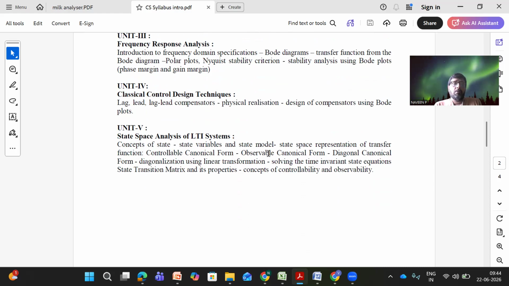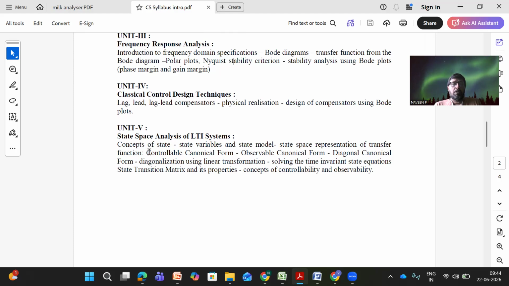Next, coming to unit 5, we have state space analysis of LTI systems. The concept of state and state variable, what is a state variable, and the state model. In state space representation, we have two equations: one is the state equation, the other is the output equation. We need to derive those two equations for any system. It may be an electrical system, or any differential equation; we need to derive it.